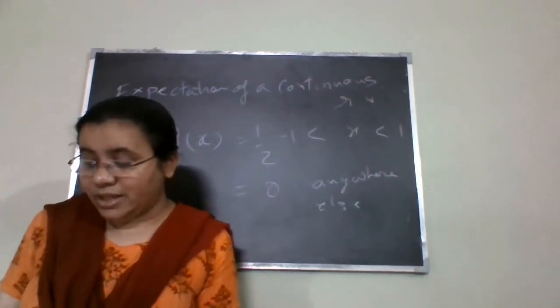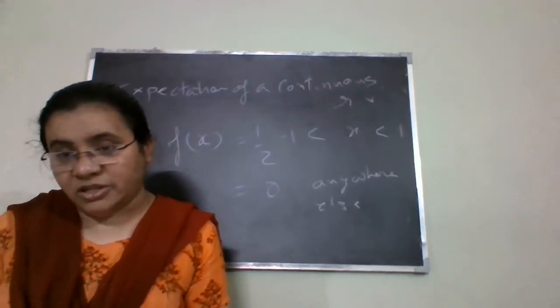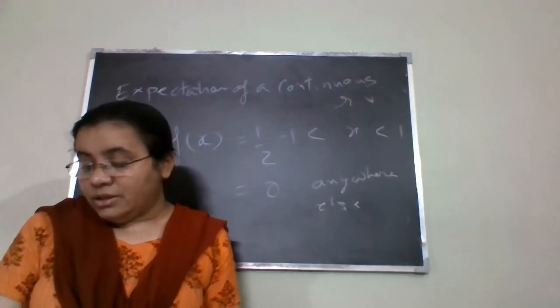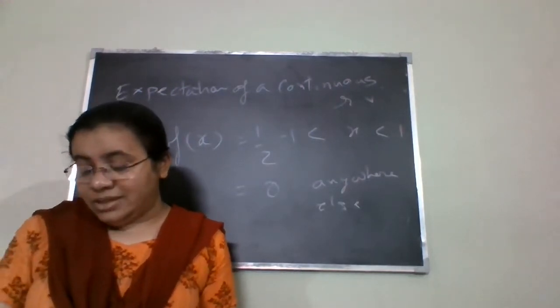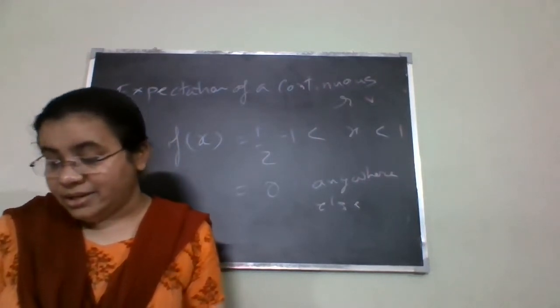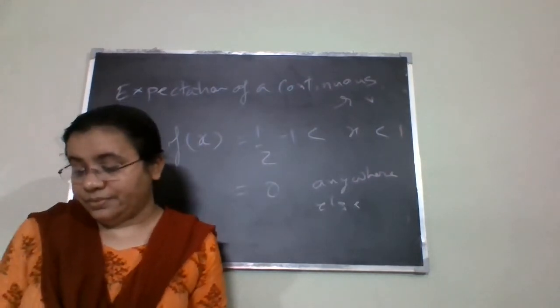So what will be x cube dx? How will we do it? It will be x to the power of 3 plus 1 divided by 3 plus 1, so x to the power of 4 by 4. So 1/4 will come out as a constant. Now let us substitute the upper bound and lower bound values: 1 to the power of 4 minus (-1) to the power of 4, and again you will get the entire thing as 0.